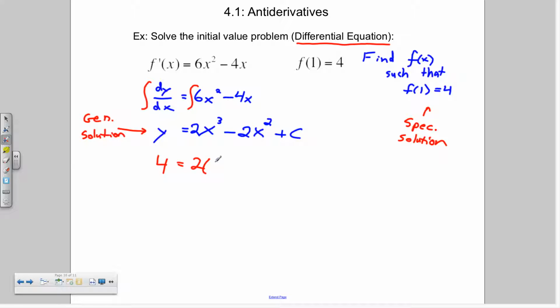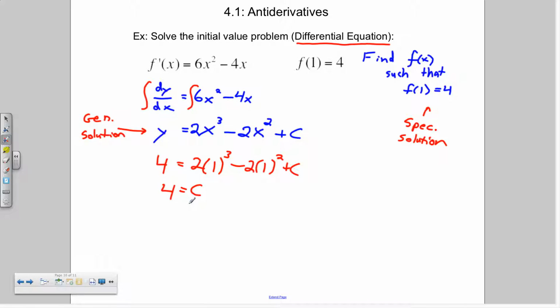So 4 would equal 2 times 1 cubed. Again, 4 is the y value, 1 is the x value. And we can see from this 2 times 1 minus 2 times 1 is 0. So all in all, we end up with c equals 4.